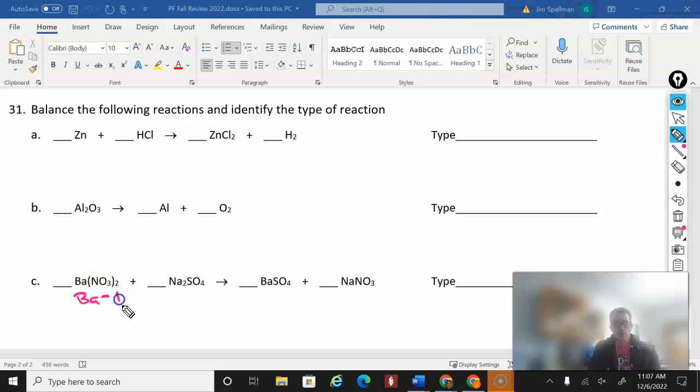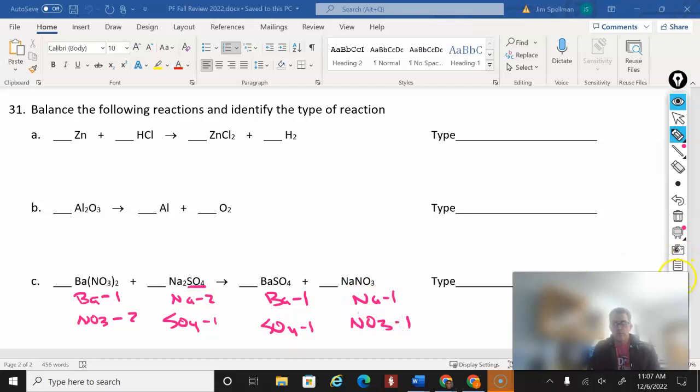ions. So I've got 1 barium, I've got 2 NO3s, I've got 2 sodiums. I should have scrolled down to have a little more room. And then SO4, I've got 1 of them. Remember, just kind of looking at the entire unit. And then on the other side, I've got 1 barium, 1 SO4, 1 sodium, and 1 NO3.